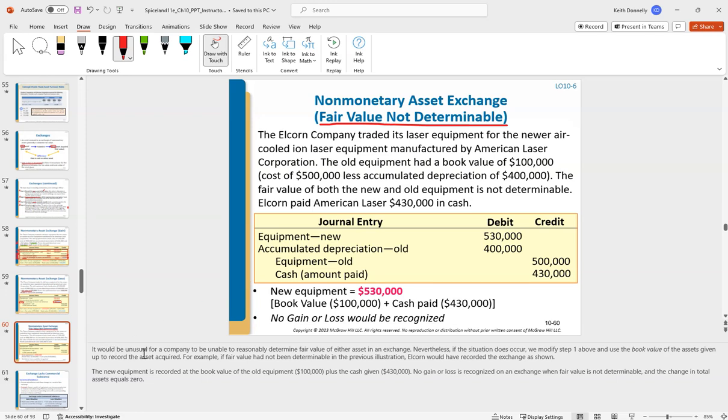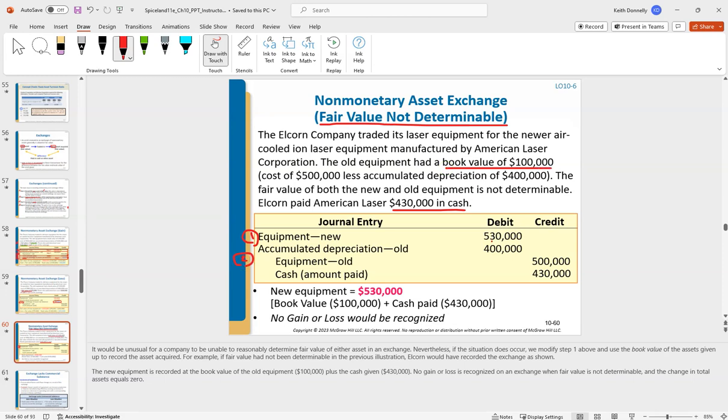Essentially, as it says, it would be unusual for this to happen. It could potentially happen. We modify step one and we use the book value of the assets given to record the asset acquired. So for step one, we're going to use the book value of what we gave, which would in this case be the $430 in cash and the $100,000 there.